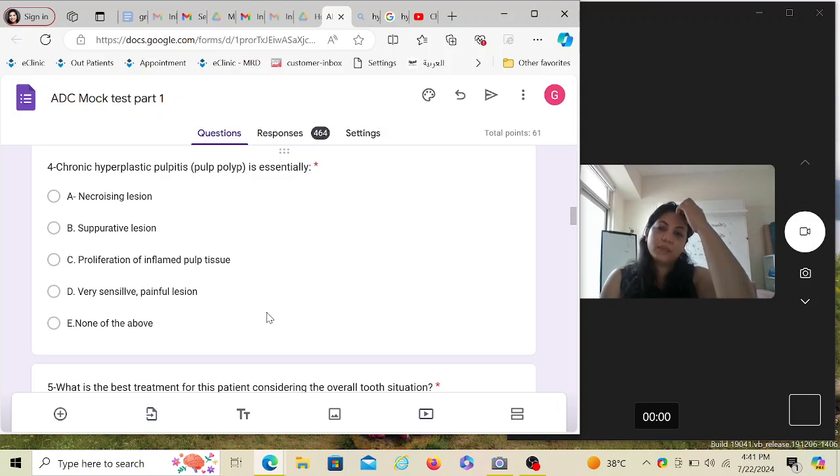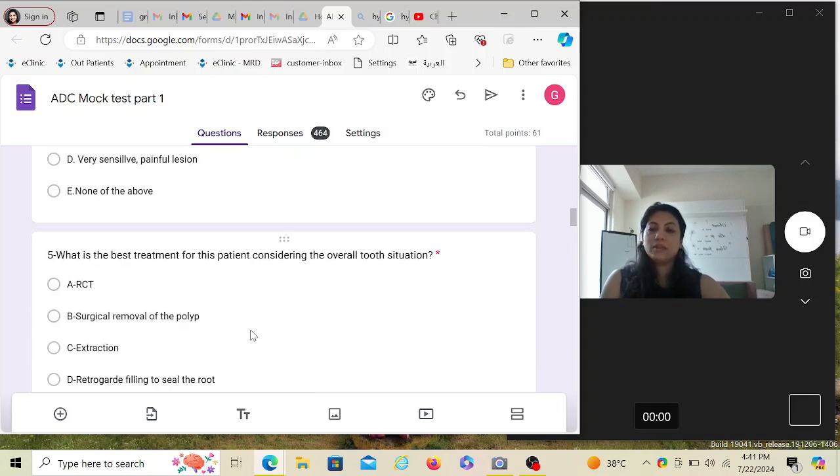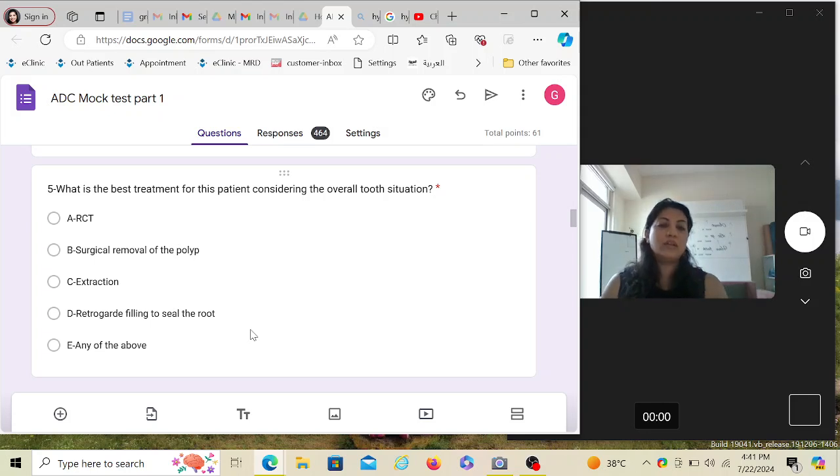Just go through that. So the answer of this question is chronic hyperplastic pulpitis is essentially a proliferation of inflamed pulp tissue. It is not necrotizing, suppurative, or very sensitive. What is the best treatment for this patient considering the overall tooth situation? Yeah, see again, what is the best treatment?